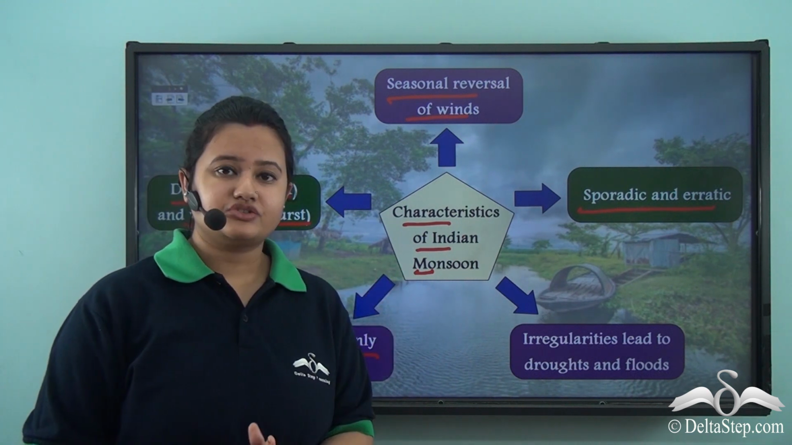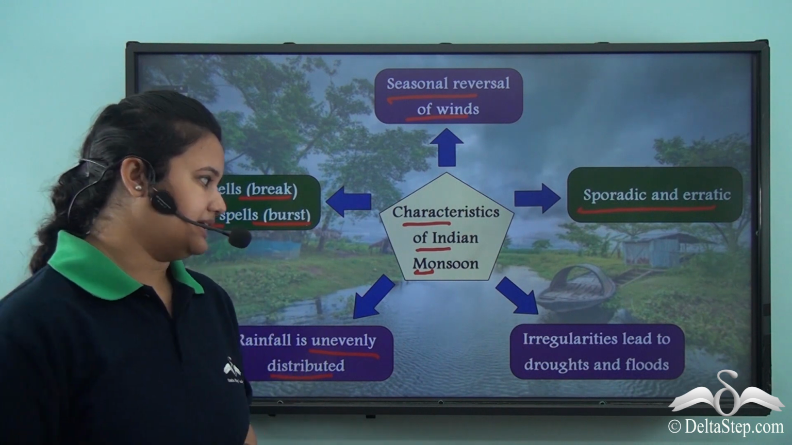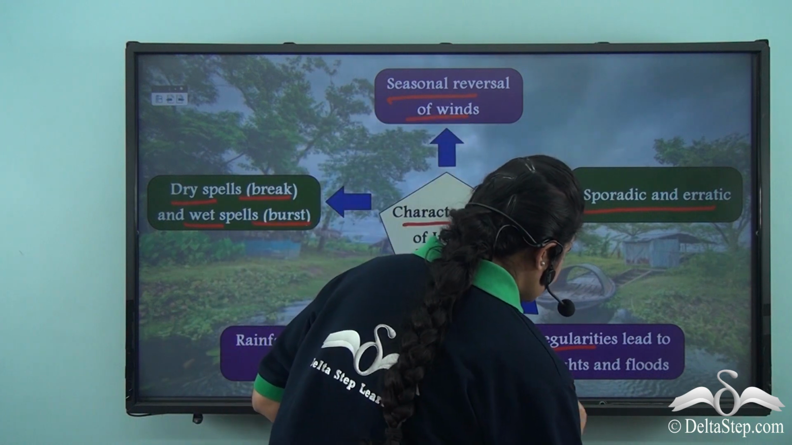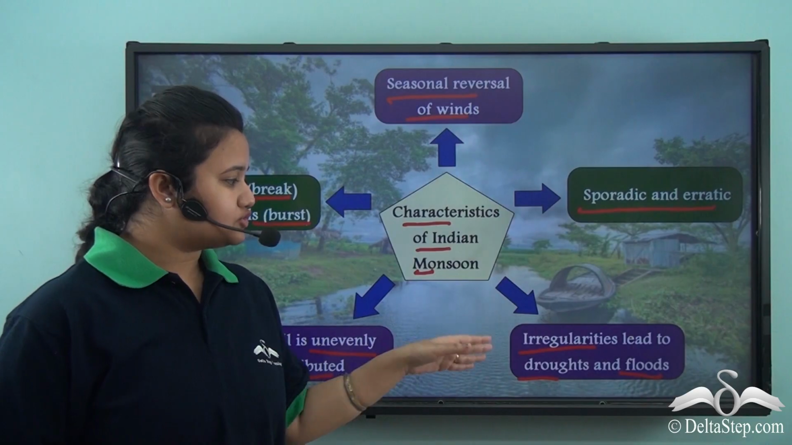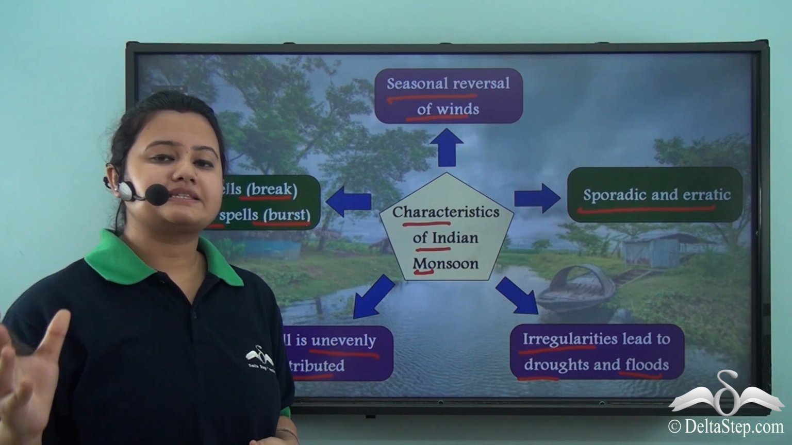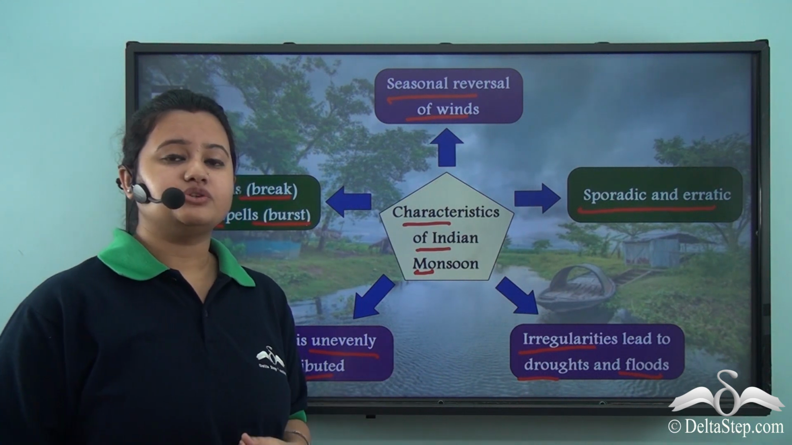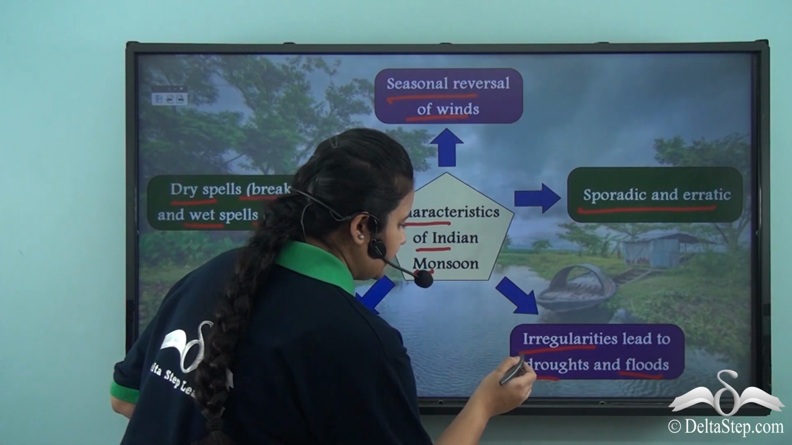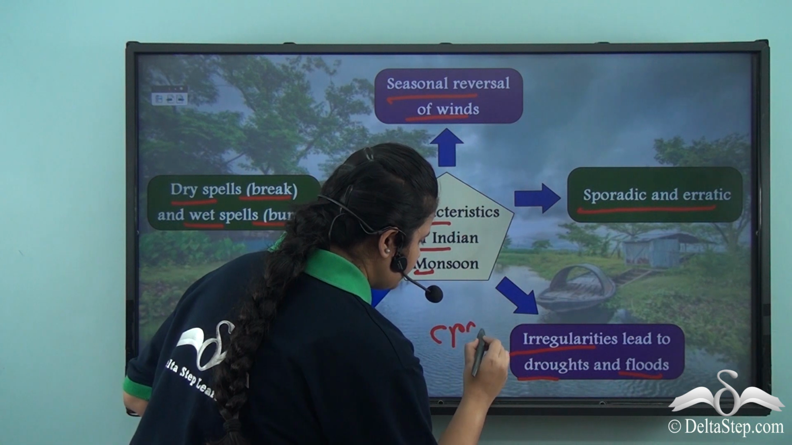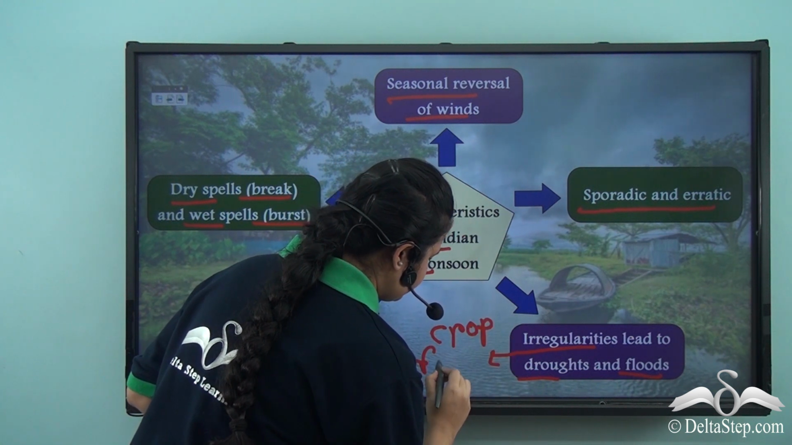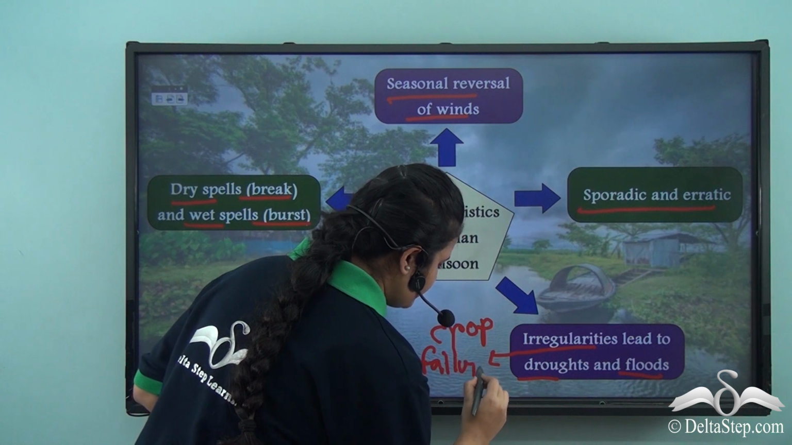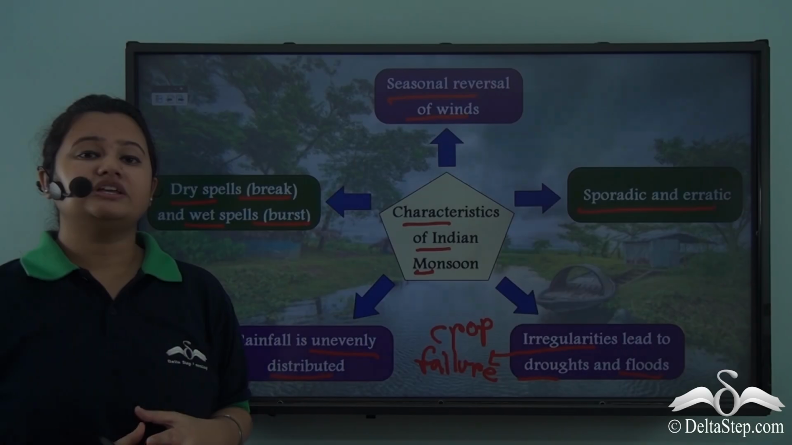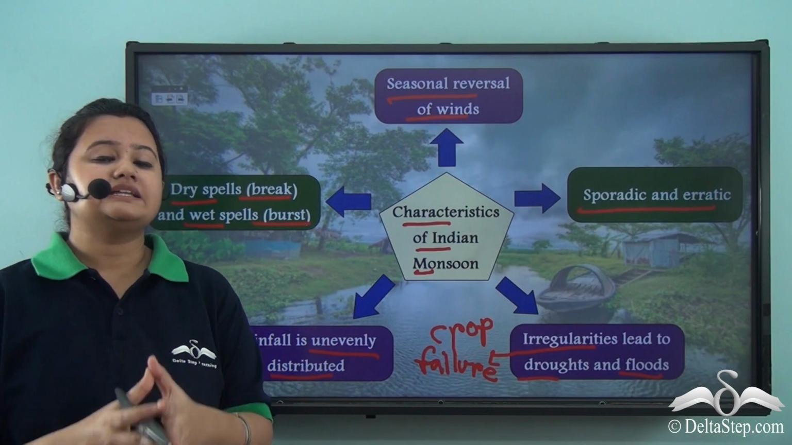Now, the last characteristic of Indian monsoon is that it is irregular in nature, which leads to drought and floods. We learned that drought occurs due to delayed monsoon and scanty rainfall, whereas flood occurs due to heavy and torrential rainfall. Now, this drought and flood again leads to crop failure, which also has a negative impact on Indian economy. So, these are the major characteristics of Indian monsoon.